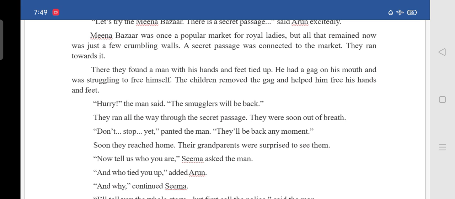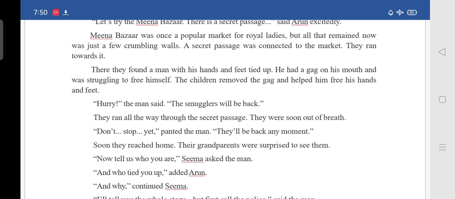So, after removing that cloth and helping that man to free his hands and legs, that man was telling them, hurry, the smugglers will be back. Smugglers means persons involved in moving goods illegally in or out of a country. So, he was telling them that we have to move fast, otherwise the smugglers will come back.